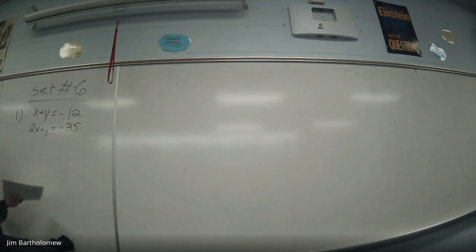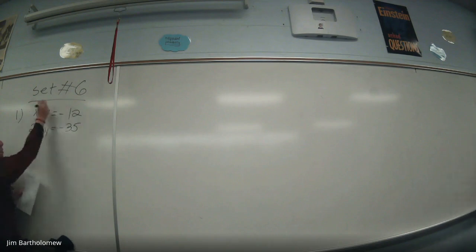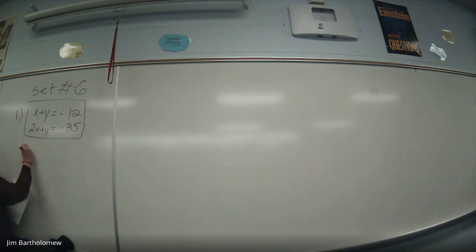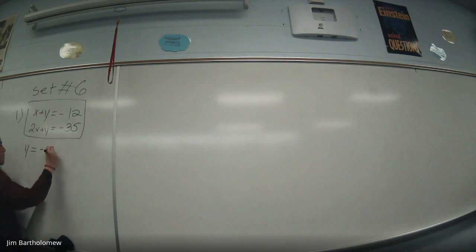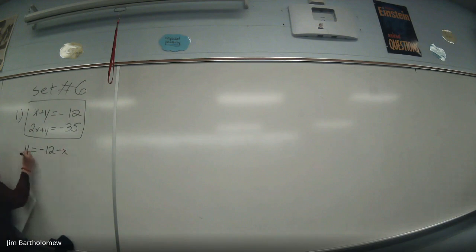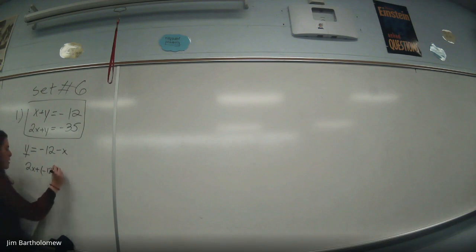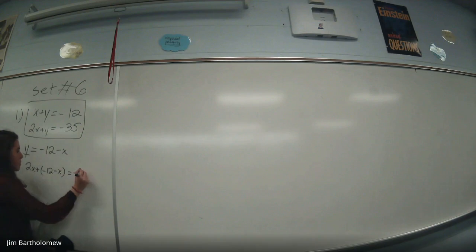So what we can do for a system of equations is we can substitute. So if I solve this equation, if I put it in terms of x, so if I say y equals, and I subtract x from both sides, I get y equals negative 12 minus x. Then I have the value for y, and I can plug that value for y into this equation. So I could say 2x plus, and instead of saying plus y, I'll say negative 12 minus x, because that's the value of y. Negative 12 minus x equals negative 35.